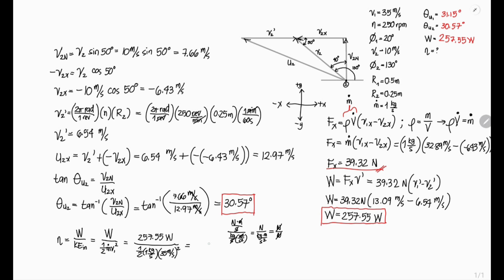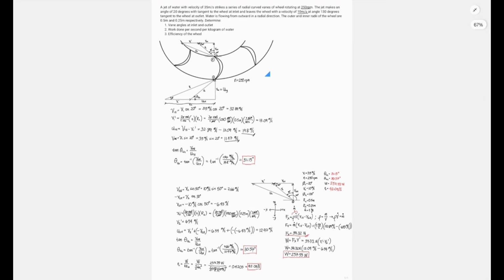Then, i-multiply natin sa 100 para makuha natin yung efficiency. The value for our efficiency is 0.4205. Multiply natin sa 100, so that is 42.05%. So, this is now our efficiency. So, supply lang natin siya dito sa ating table. So, 42.05%. So, that's it for this problem. Ayan, i-zoom out ko lang siya para makita niyo yung kabuuan ng ating solution.